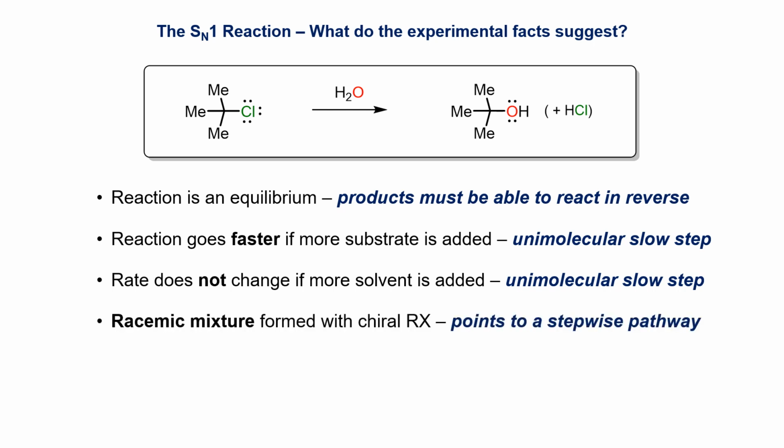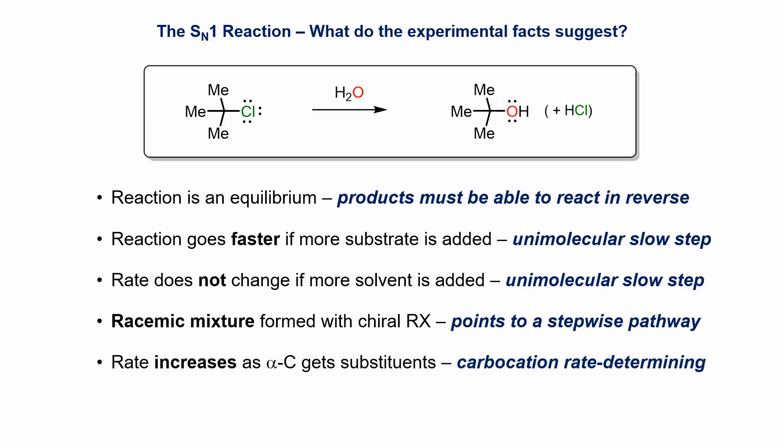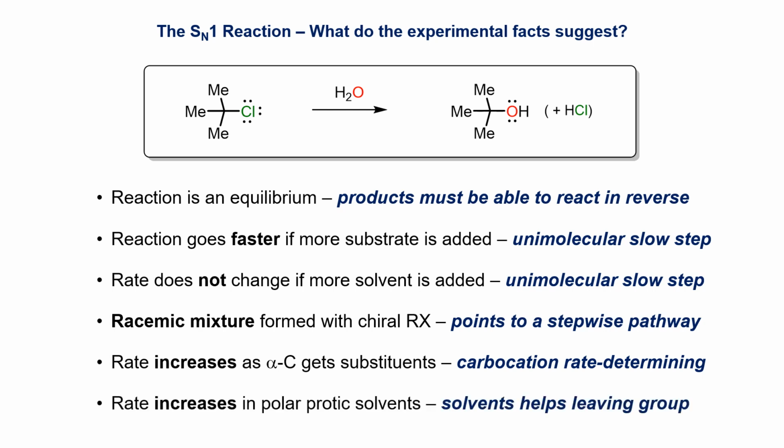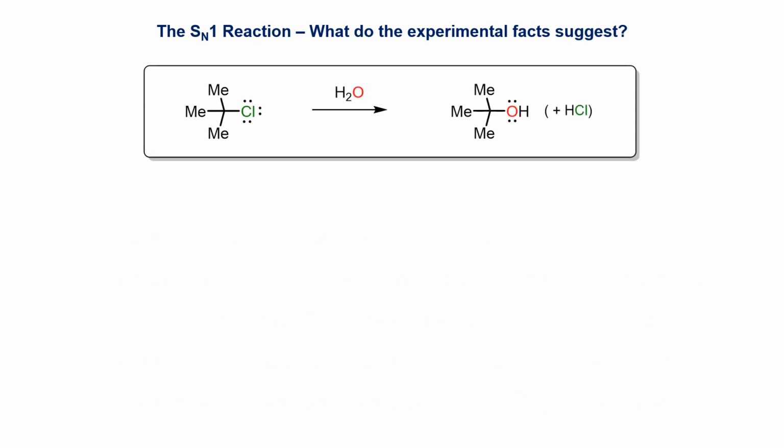The stereochemical evidence, in which a chiral substrate delivers a racemic mixture of products, also matches a unimolecular process in which a flat intermediate species is formed. Additionally, increased reaction rates are observed with increased substitution at the alpha carbon, which would facilitate the formation of the carbocation intermediate. Lastly, polar protic solvents increase reaction rates, since they help the leaving group break off and also stabilize the intermediate formed. Now the question arises as to which mode of reactivity the evidence supports.